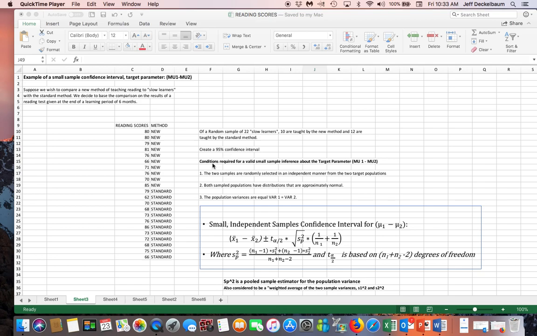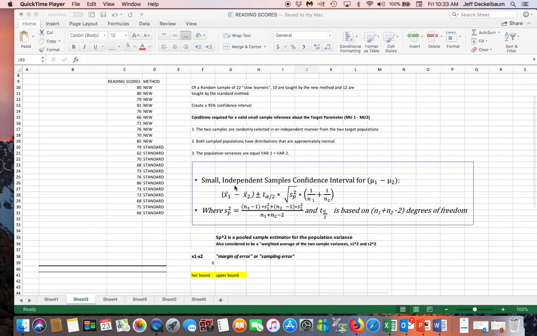There are 3 key assumptions required for a valid small sample test, which are: the 2 samples are randomly selected in an independent manner; both sampled populations have distributions that are approximately normal; and number 3, the population variances are equal.